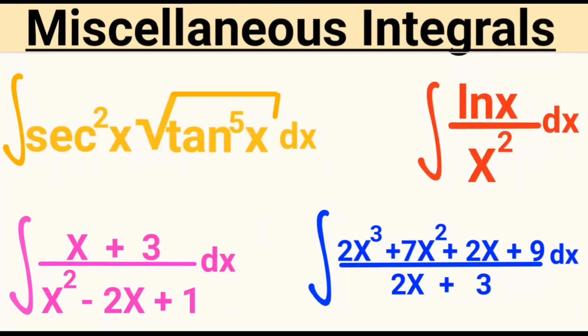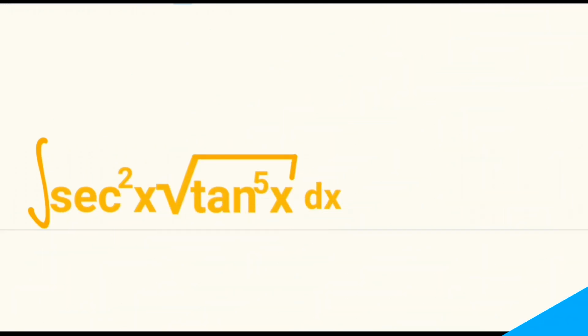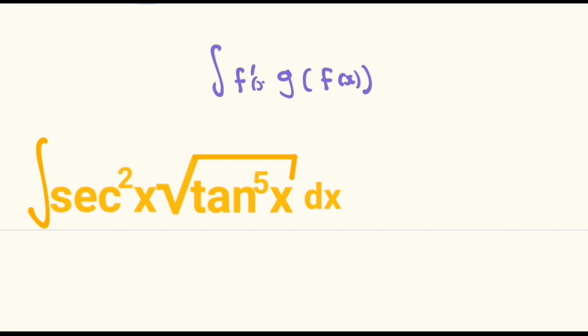My name is Bino, and in this video we'll integrate the following functions using various integration techniques. For our first question, we have to integrate sec squared x multiplied by the square root of tan x raised to the power 5. In this case, we have the integral of g of f of x multiplied by the derivative of f of x dx.